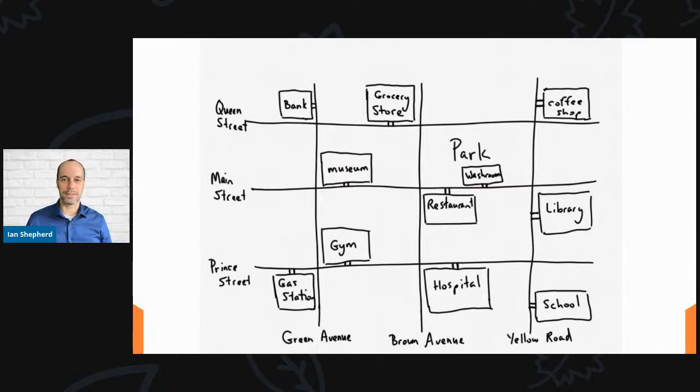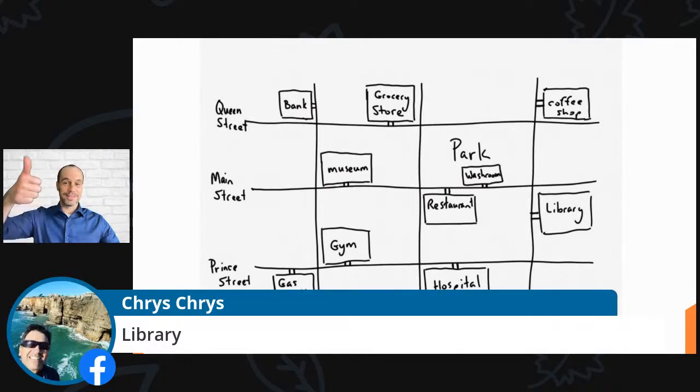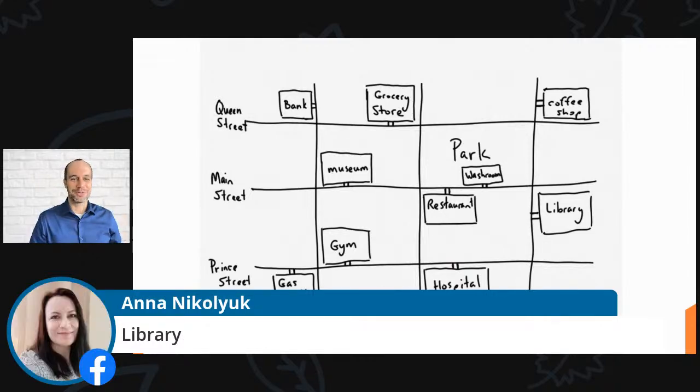Okay, did you get that one? Everybody said easy on the last one, so this one I tried to make a little bit more difficult. And we have some answers already. Chris got it first this time. Chris said library. You got it, Chris. Awesome job. So I was giving directions from the bank all the way to the library on the other side of town. And Anna got it too. Way to go, you guys.